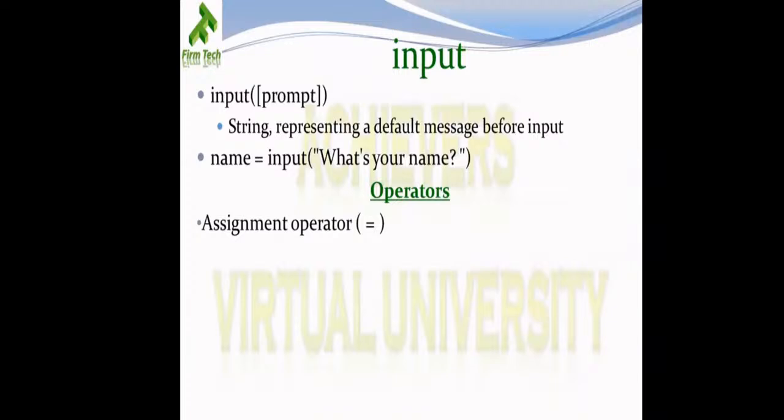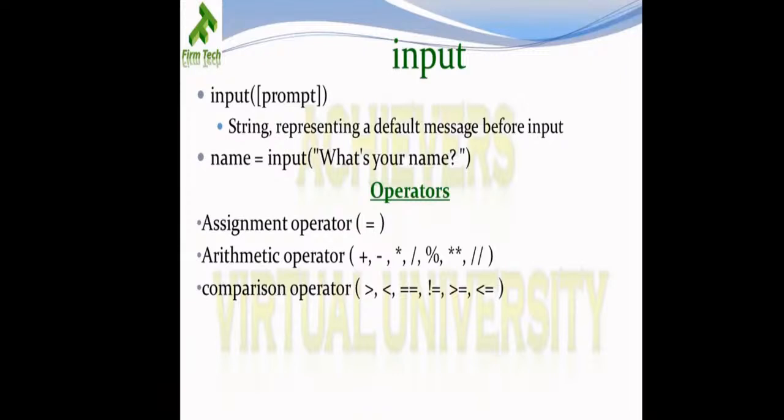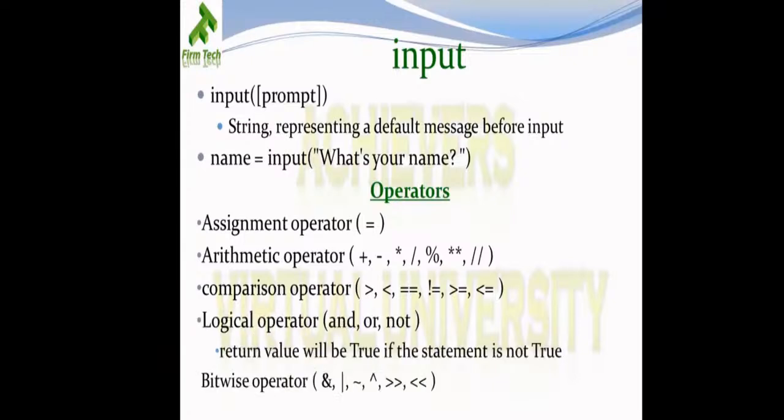So here we have some operators. The first one is the assignment operator, and equal is the assignment operator to assign values to variables. And arithmetic operators: plus, minus, star, slash, percentage, double star, as well as double slash. To do the arithmetic operations, we will be using these operators, and we will describe this while going for the demonstrations. And comparison operators: greater than, less than, equal to, not equal to, greater than or equal to, less than or equal to. And logical operators: and, or, and not.